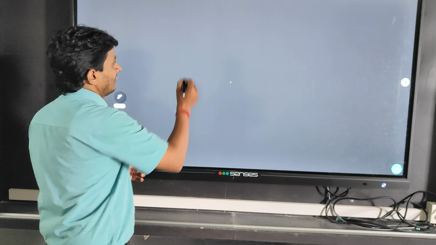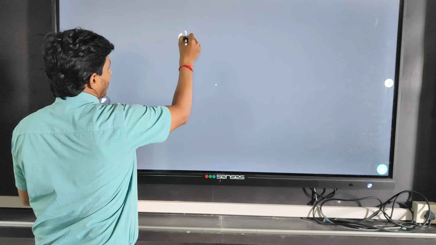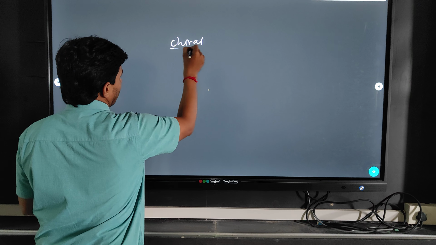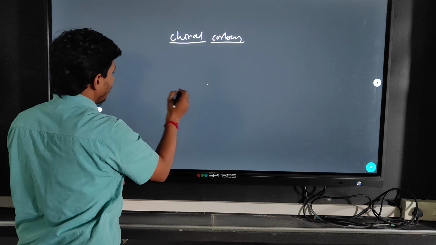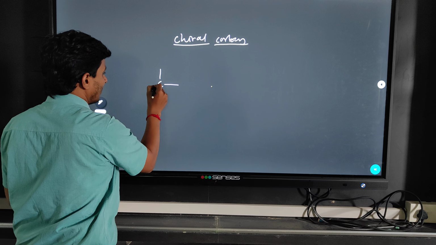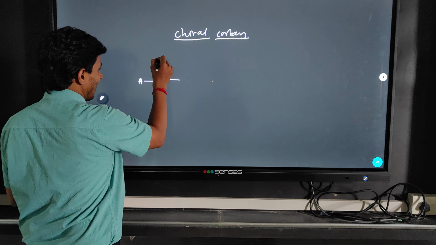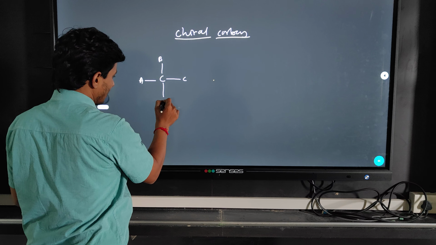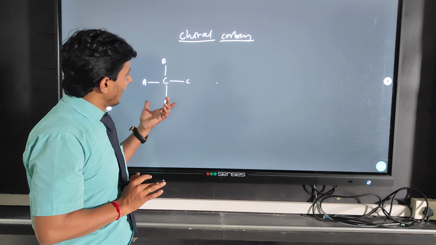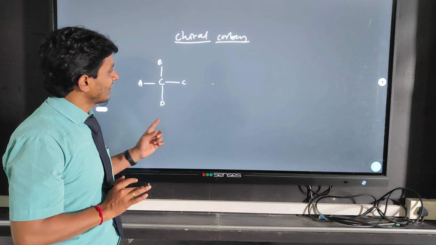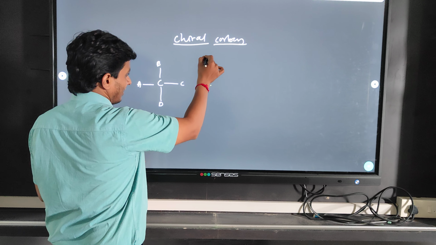So as I told you, a chiral carbon has 4 different attachments, and these 4 different attachments make this molecule different from others. This chiral carbon has one more unique feature.